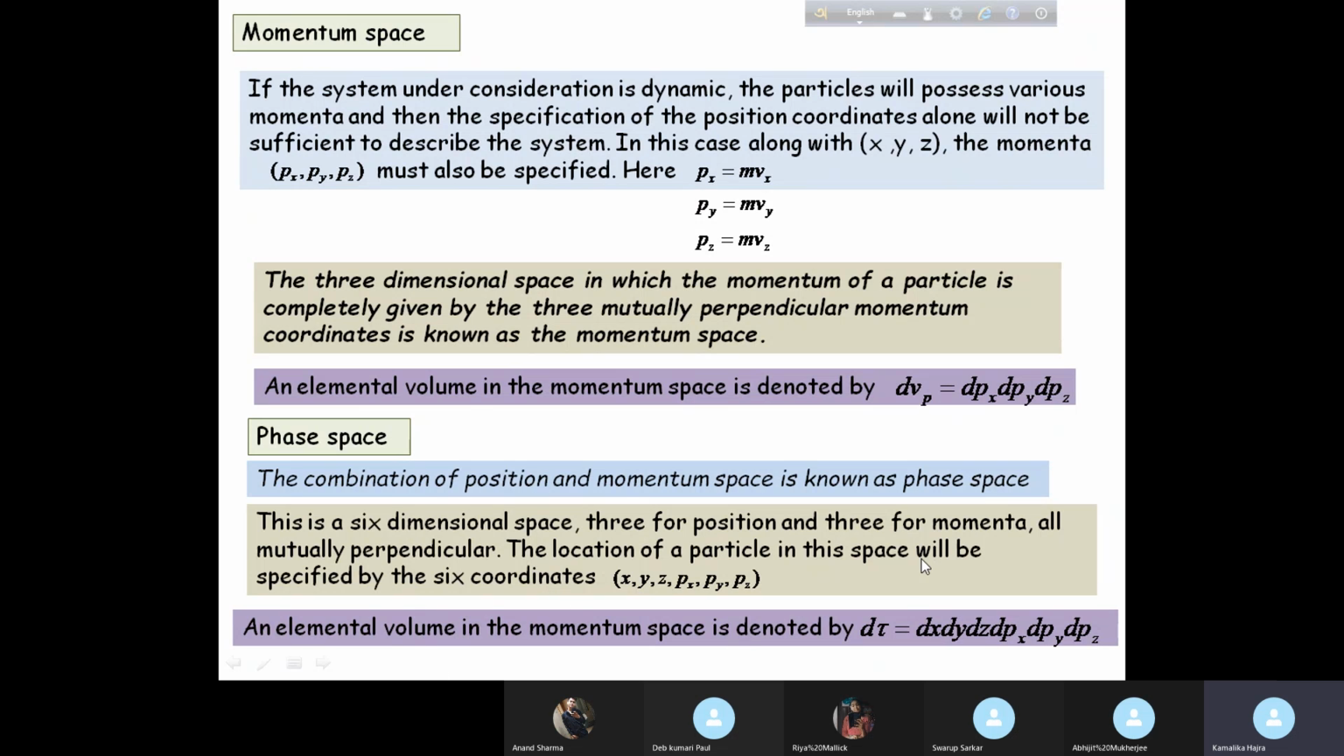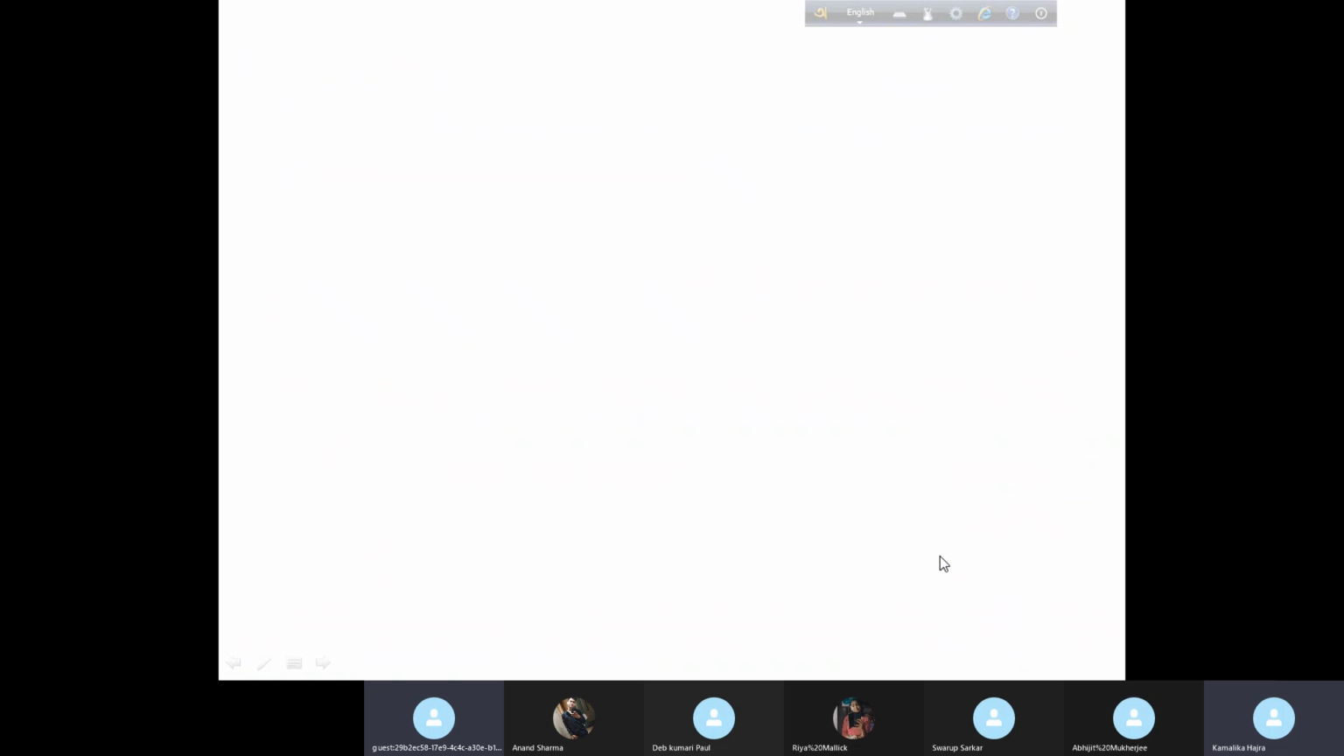All right. And obviously the elemental volume in the phase space is denoted by d tau. See, we denoted elemental volume in the position space by dx dy dz, dV. Momentum space dpx dpy dpz, dVp. Okay, and the total phase space volume is denoted by d tau, given by dx dy dz dpx dpy dpz.